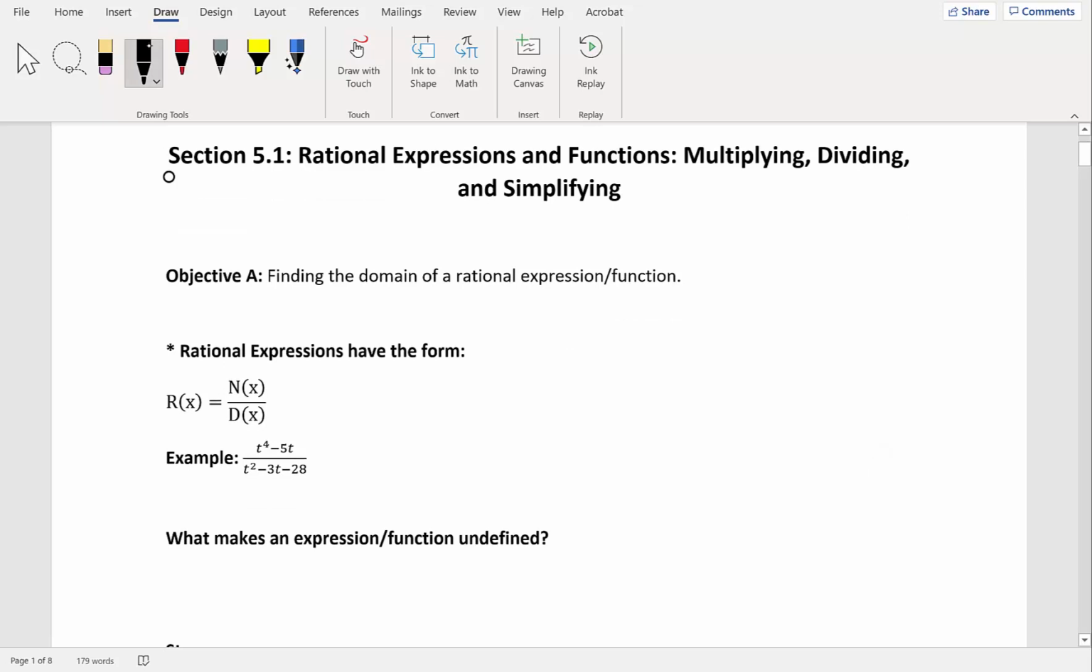Now, what makes an expression or function undefined? We might have seen this before. What makes a function or expression undefined is whenever you divide by 0. You can't divide by 0. That makes an expression undefined.